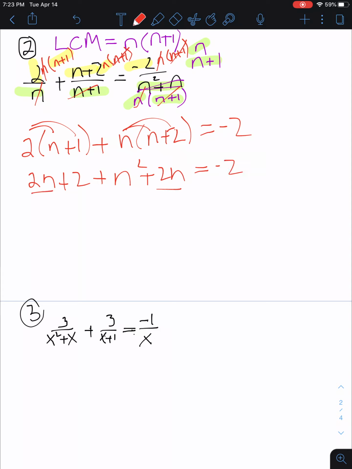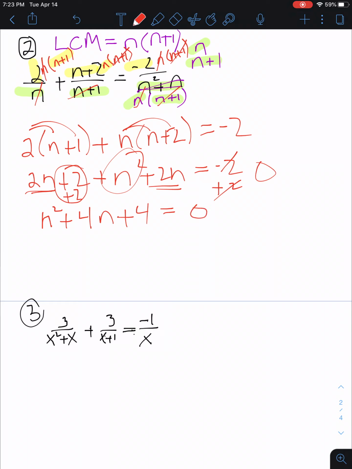If you'll notice on this side, I've got an n squared at the first term, plus 2n and 2n would give me 4n. And then I've got this 2 and a negative 2 over here. So what I'm going to do is move my negative 2 by adding 2 to both sides. That'll give me a 0 on this side. And on this side, I would have plus 4 equals 0. Now I've got the ability to use my zero product property. All I need to do is factor.